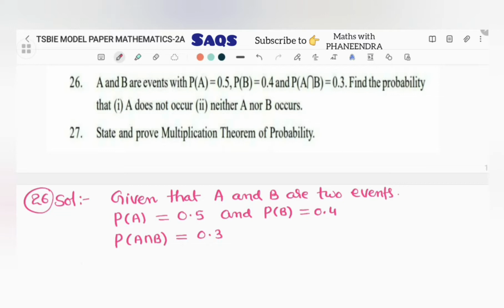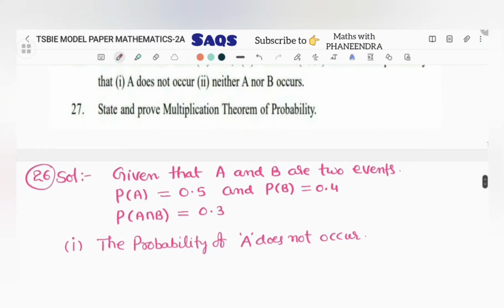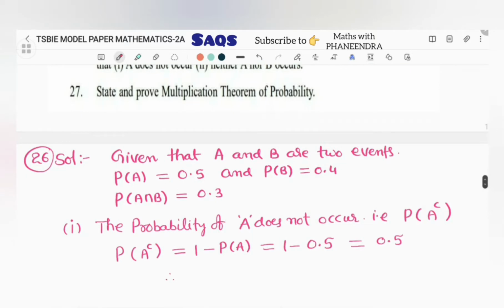Find the probability that, the first question, A does not occur. The probability of A does not occur. That means probability of A complement, that is P of A complement or A bar also we can write. So P of A complement is equal to 1 minus P of A, that is equal to 1 minus P of A value, how much it is given? 0.5, that is equal to 0.5. Therefore P of A complement is equal to 0.5.